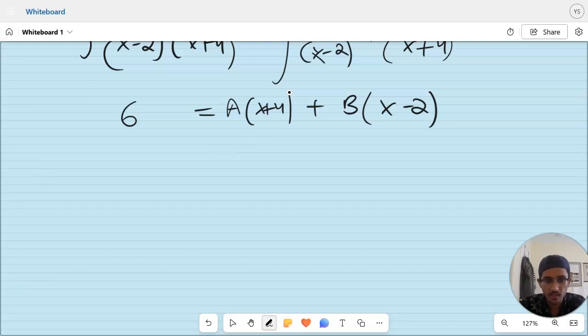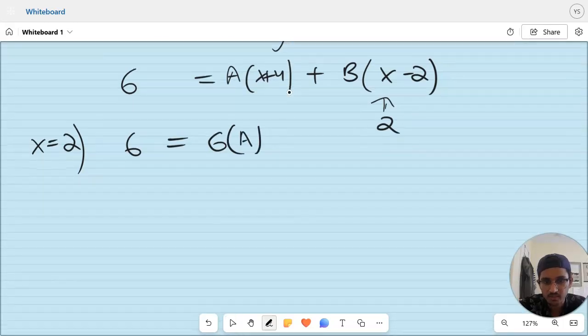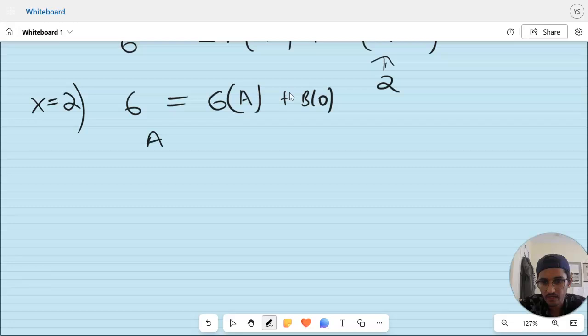To do that, we have to cancel out B. How do we do that? We're going to let x equal 2. So let's say x equals 2, then 6 is going to be equal to 2 plus 4, which is 6, times A. And B is going to cancel out because it's B times 0, which is 0. And we're going to find out that A equals 1.